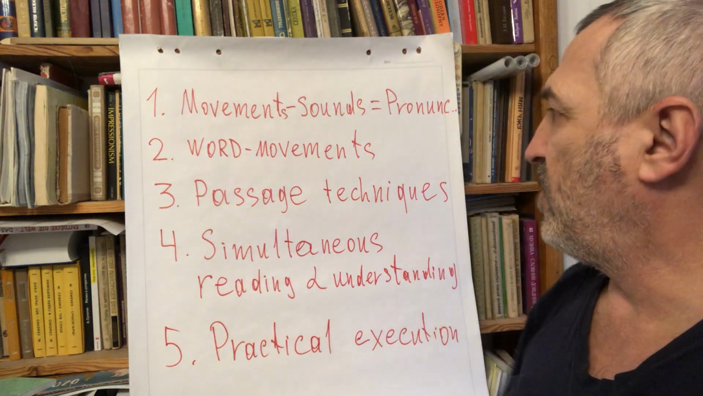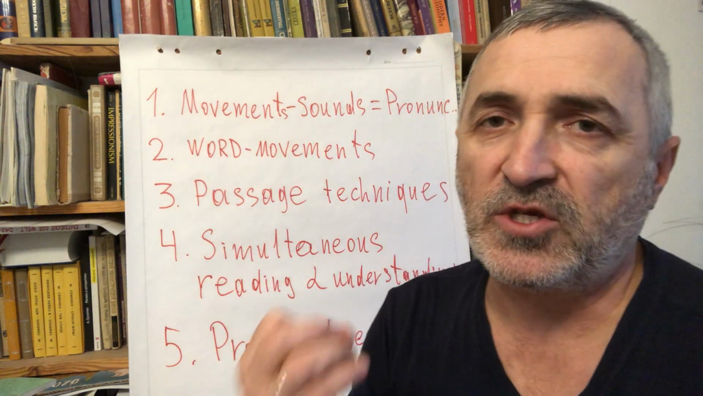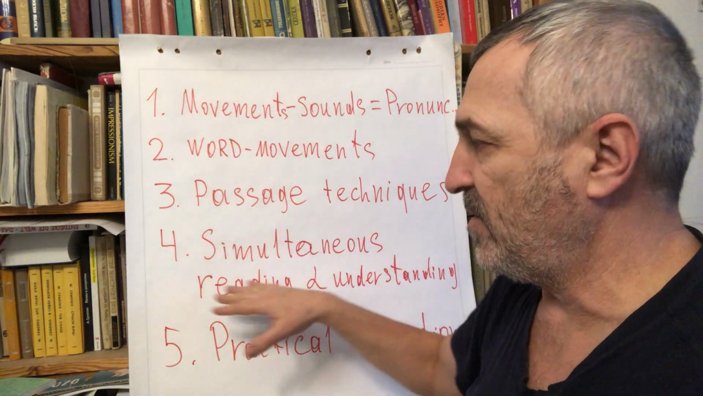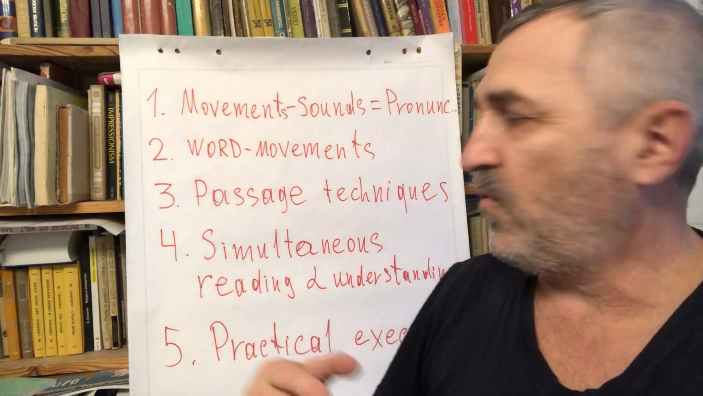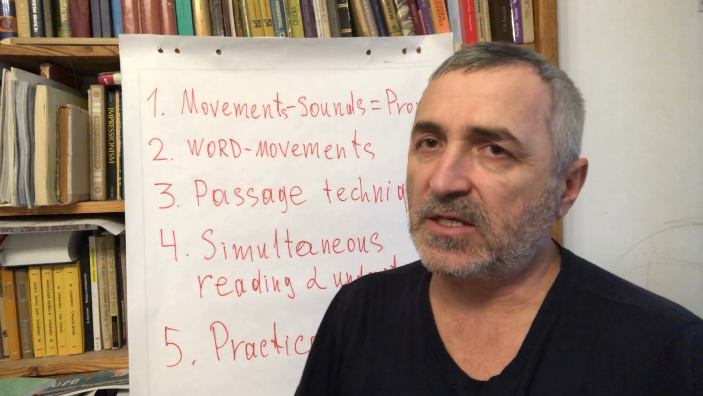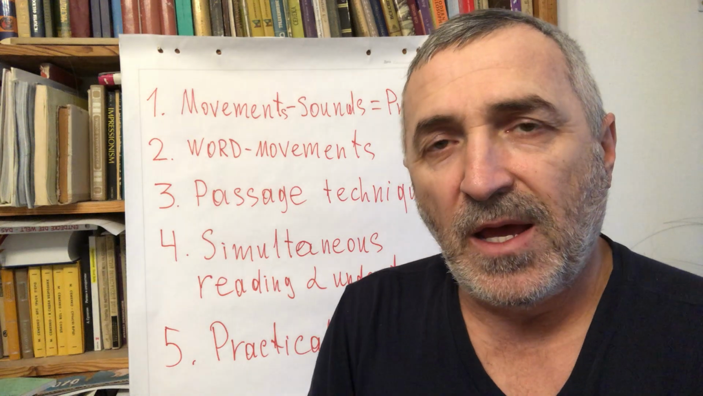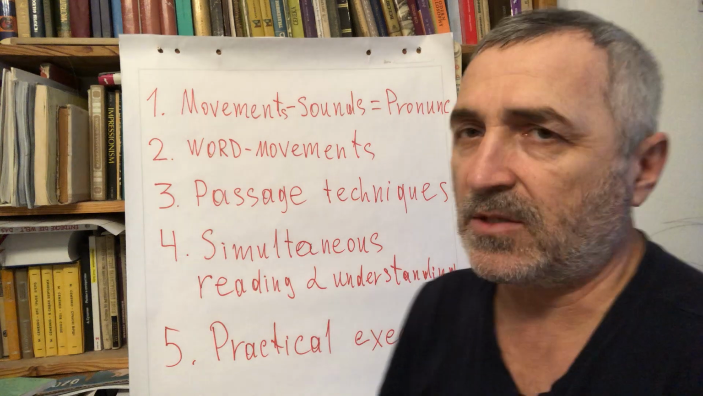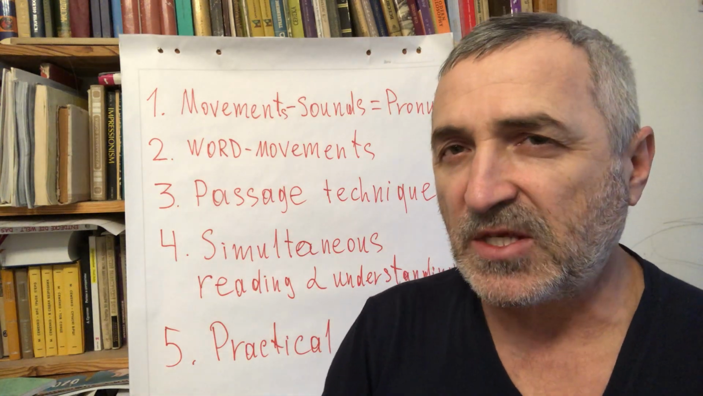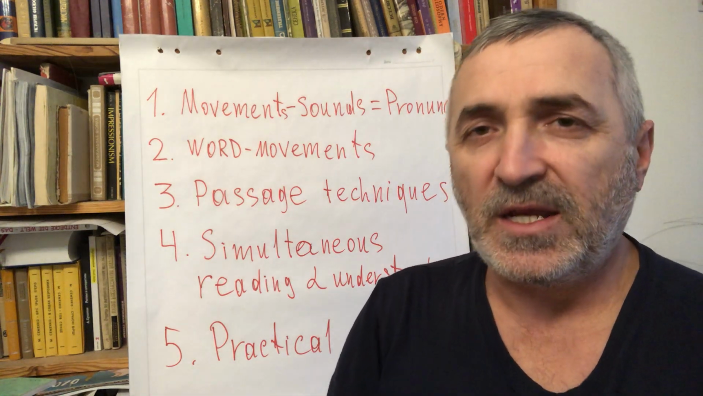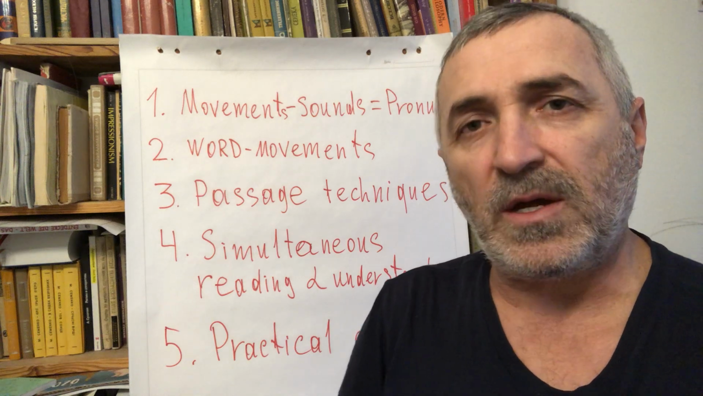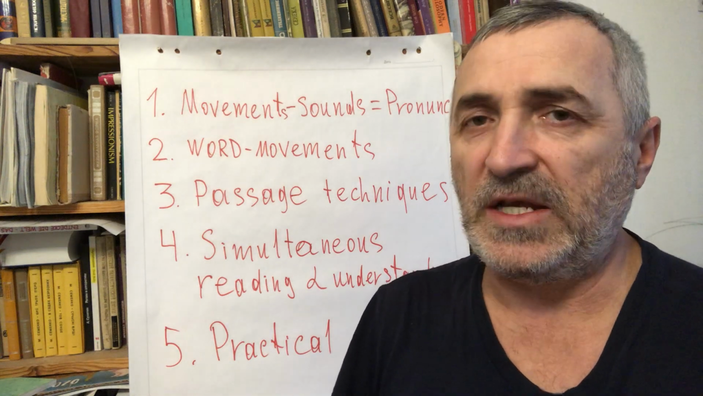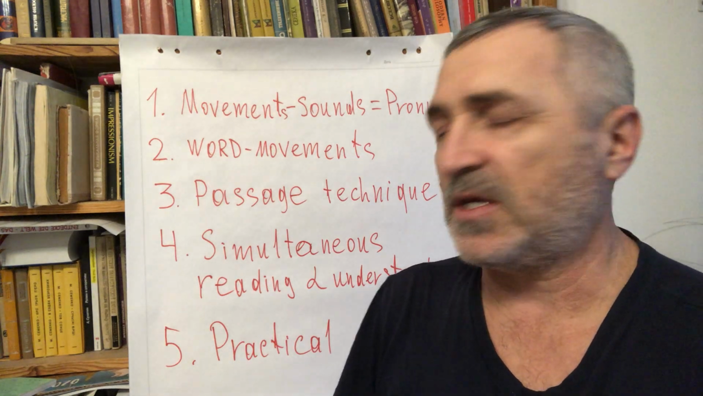The third level is when we will work with you on passage techniques. I will show you what it means behind all of these things. Stage 4 is when we start slowly understanding the text we are reading. So that is simultaneous reading and understanding. First of all, it happens slowly. The stage will come, it happens slowly, and then it will be quicker and quicker, and in the end you will be on a very good level of reading and simultaneous understanding.